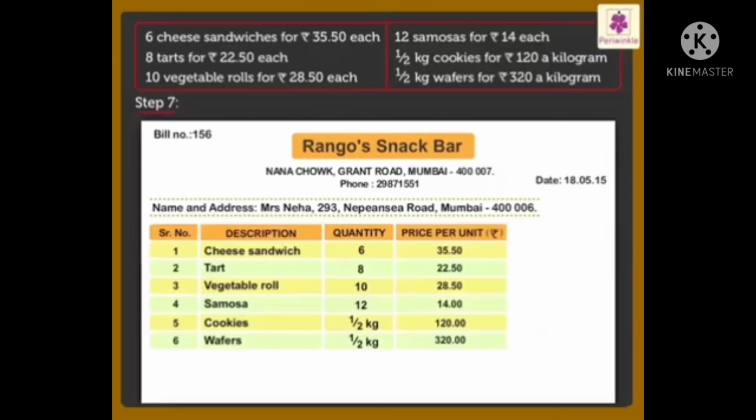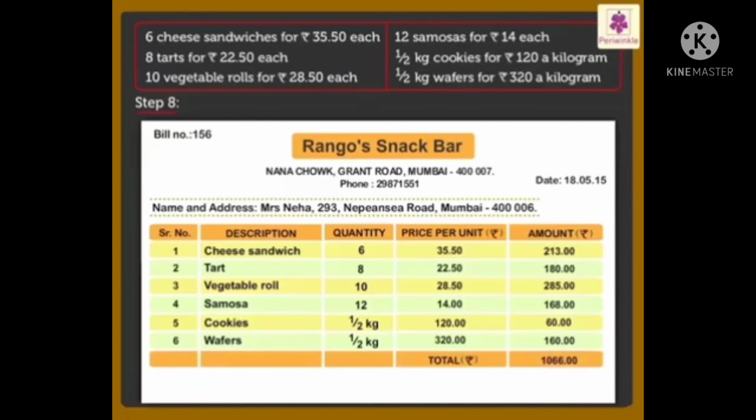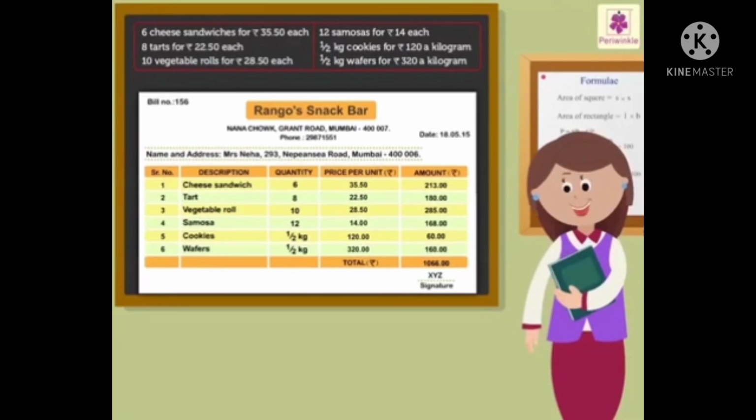Step 7. Now multiply cost of each item with its quantity to get the total cost of each item. Step 8. Now add amount of all the items purchased to get the grand total. Lastly, Step 9. Signature of the designated authority from the shop. And look, the bill is ready. Kids, wasn't it easy learning about bills? Why don't you all prepare a few bills and practice?